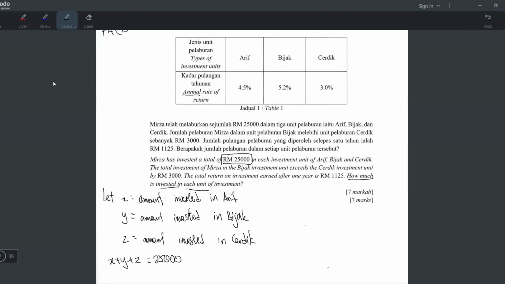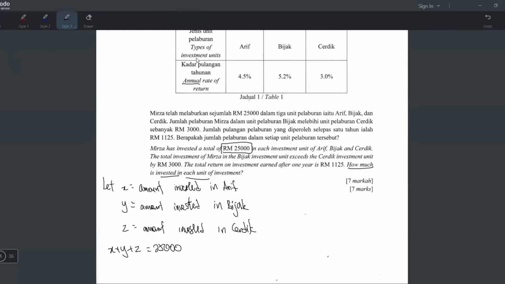Next line says the total investment of Mirza in the Bijak unit exceeds the Cerdik investment unit by 3,000. I think this one you have to find the difference. Because they say Bijak punya investment melebihi Cerdik sebanyak 3,000. So you have to find the difference lah. But when you find the difference, you have to take besar tolak kecil. So siapa besar sekarang? Bijak yang besar kan, sebab Bijak exceeds Cerdik by 3,000. So Bijak ambil y, tapi cari difference kena tolak dengan Cerdik, tolak z, and the difference is 3,000. That's what it means by Bijak exceeds Cerdik by 3,000. y minus z equals 3,000.